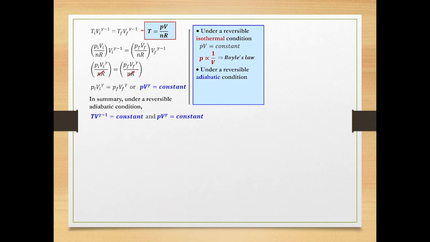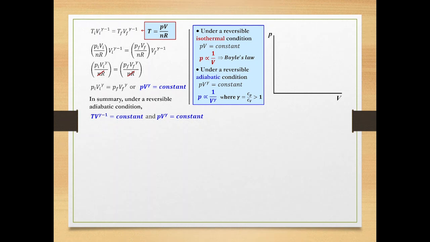However, under a reversible adiabatic condition, pressure times volume to the power of gamma gives a constant value regardless of the physical state of the system, or the pressure of gas is directly proportional to 1 over V to the power of gamma. The gamma is Cp over Cv, which is greater than 1. We can plot these two on the pressure-volume plot.